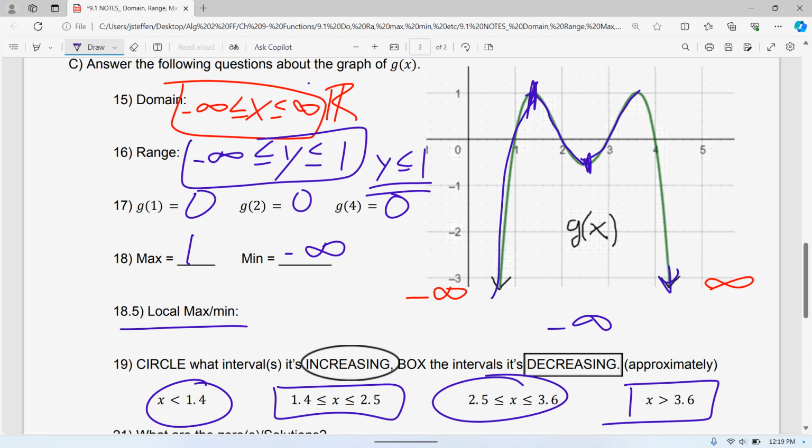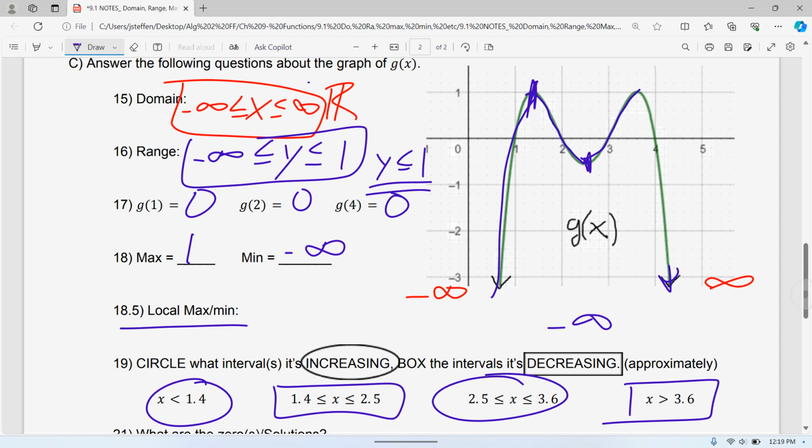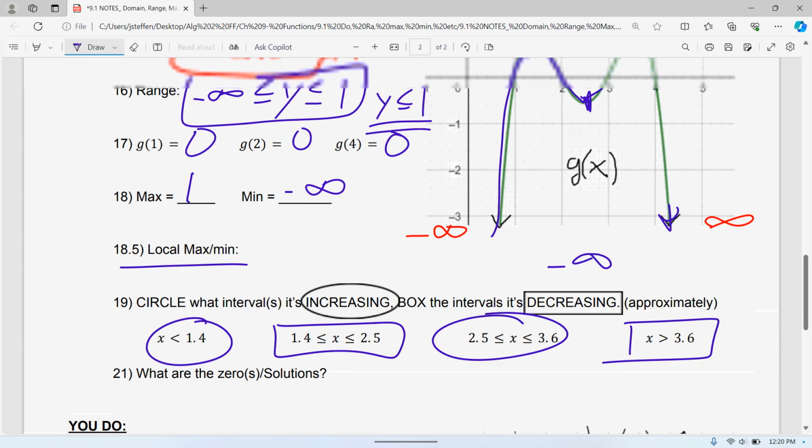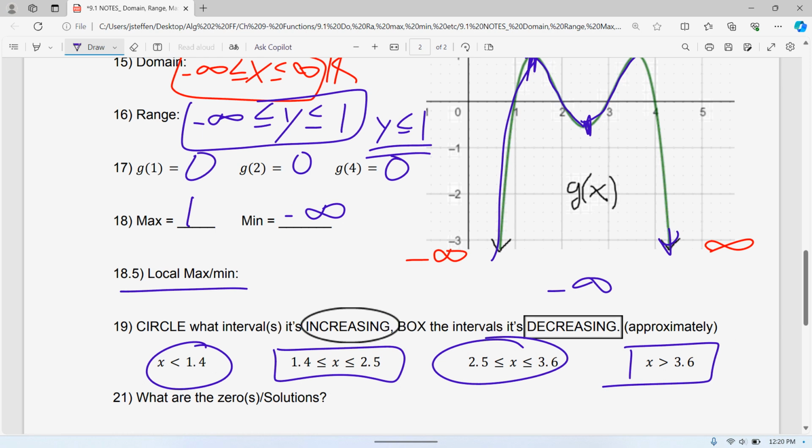It's going to be the same thing on the test, where if it ends up being decimals and not nice whole numbers, I'm going to give you options like that. Last but not least, where are the zeros to this? Again, we have four of them, and they are at 1, 2, 3, and 4.